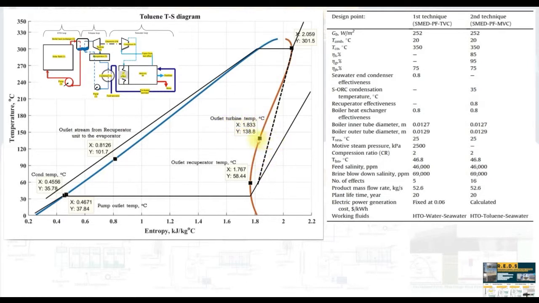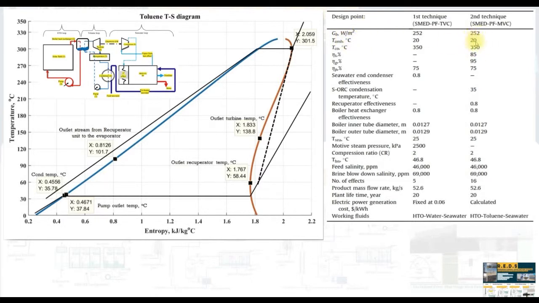This is the outlet turbine condition, and therefore, after the recuperator unit, the temperature will reach 58 degrees Celsius before going to the condenser unit, and so on. Seawater is normally around 25. This is some input data or design points.